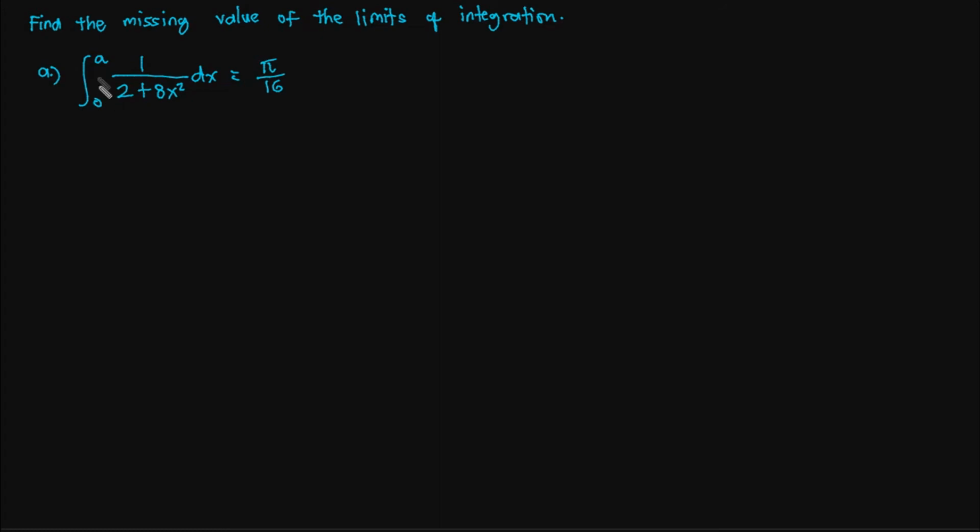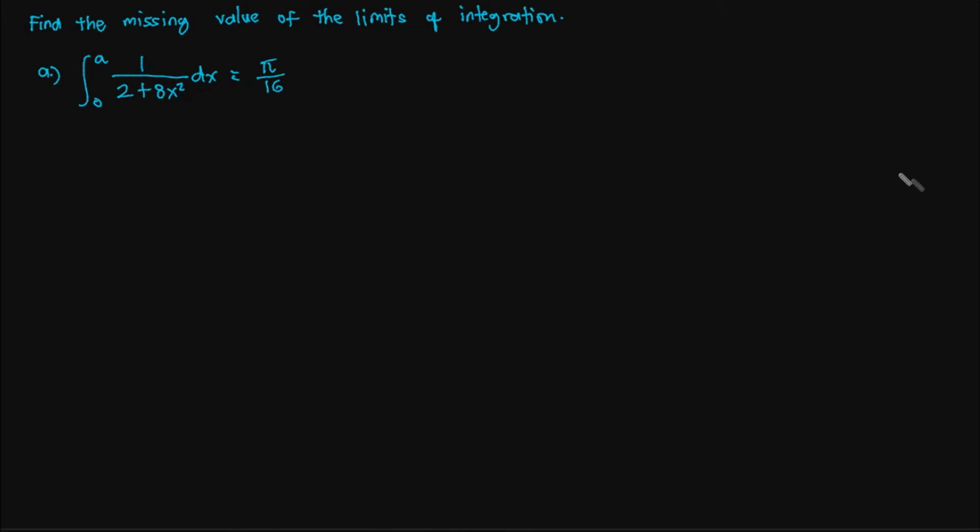So we start from 0 to a, and then we need to integrate 1 over 2 plus 8x squared dx, that is equal to pi over 16. Now I want to emphasize that this one is 8x squared, because in your handout it is 8x cubed. If it were 8x cubed, we might not finish integrating this. So make it 8x squared.